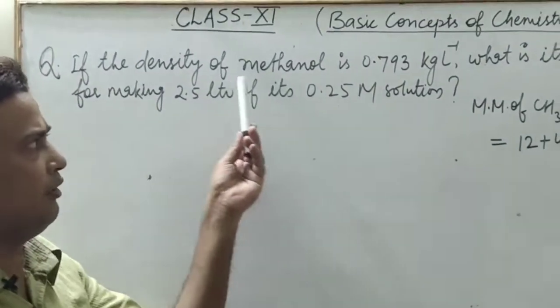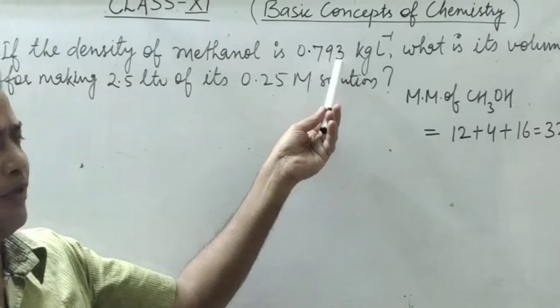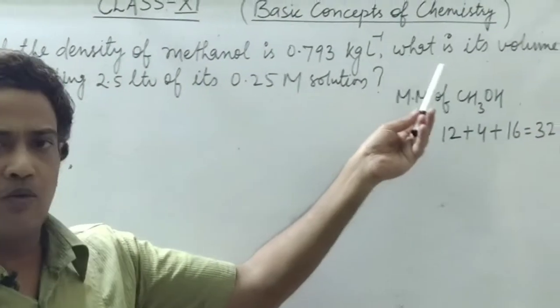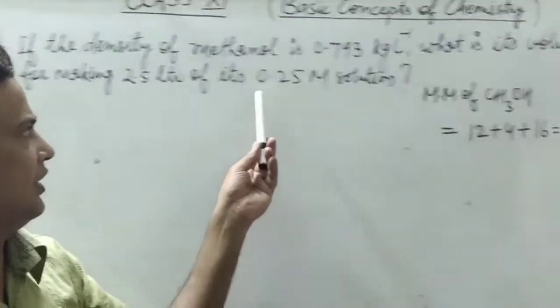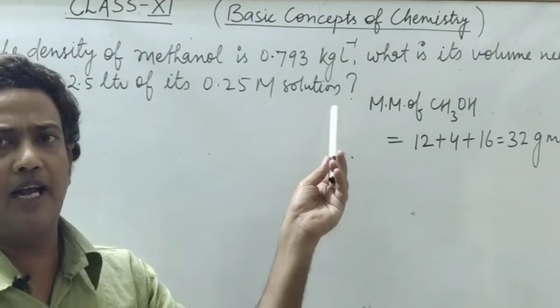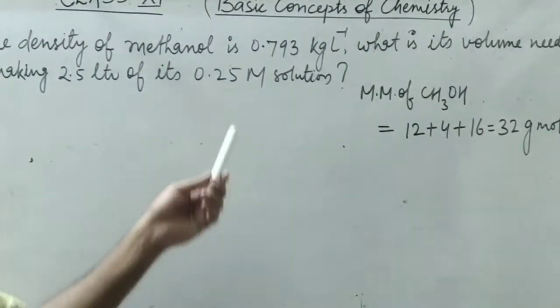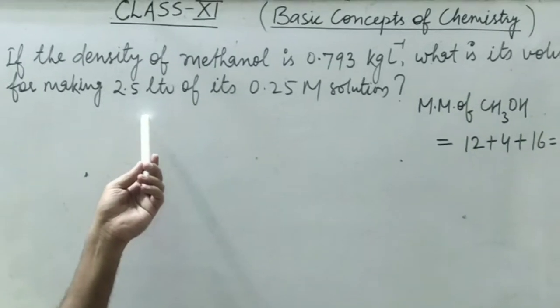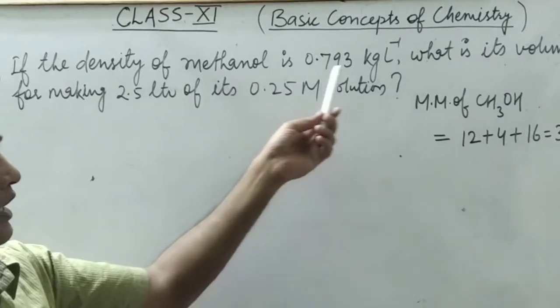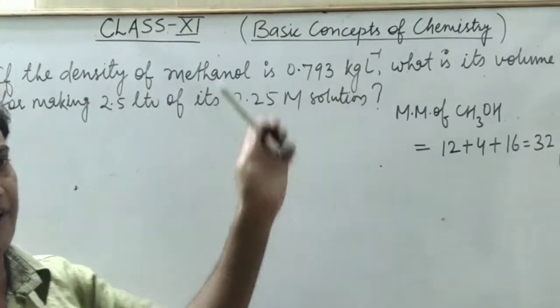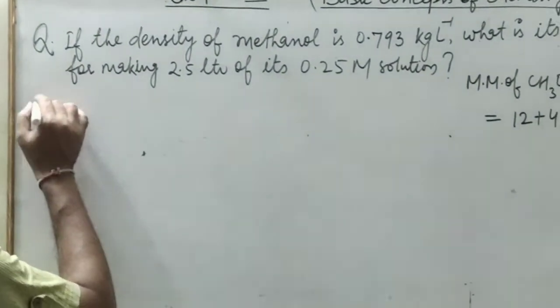If the density of methanol is 0.793 kg per liter, what is its volume needed for making 2.5 liter of its 0.25 M solution? So molarity is given, volume of solution is given, density of solute is given, methanol is the solute, and you have to find out its volume needed. So how to solve this question?